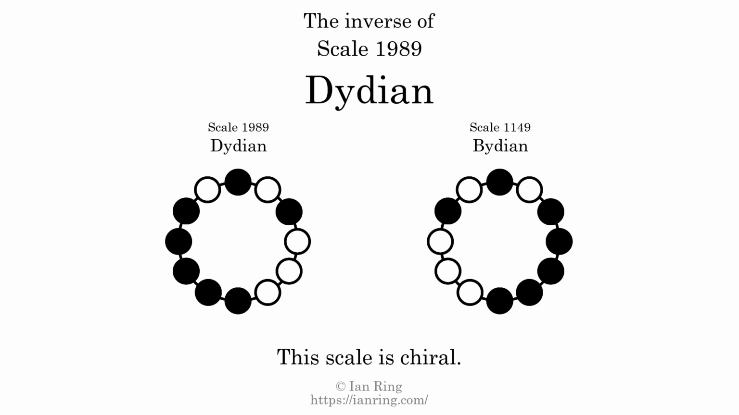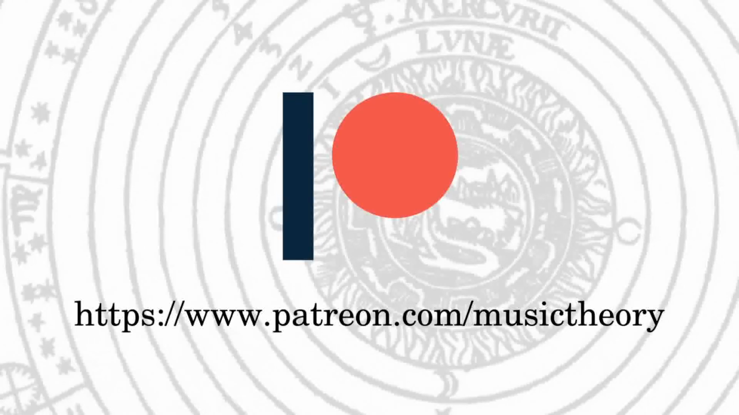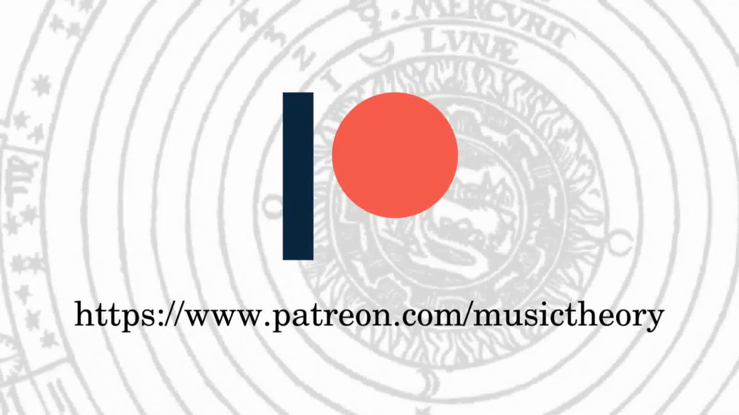The inverse of a scale is a mirror image. It is what you get when the sequence of intervals is reversed. The inverse of this scale is scale 1149, also known as Dydian. This scale is chiral. It cannot transform into its inverse by rotational transformation. This scale has no rotational symmetry. For even more detail about this scale, visit ianring.com/musictheory/scales/1989.